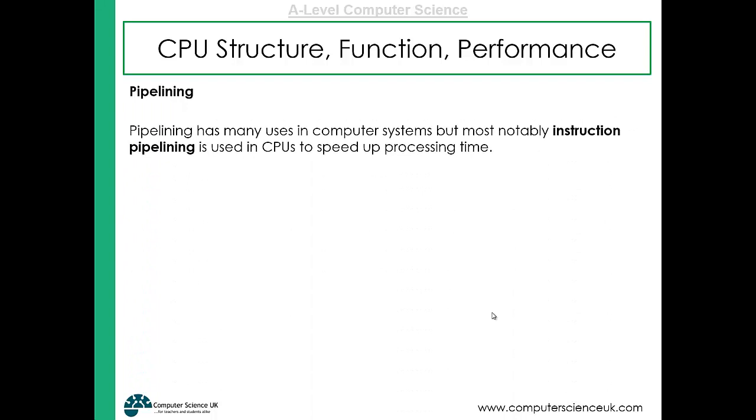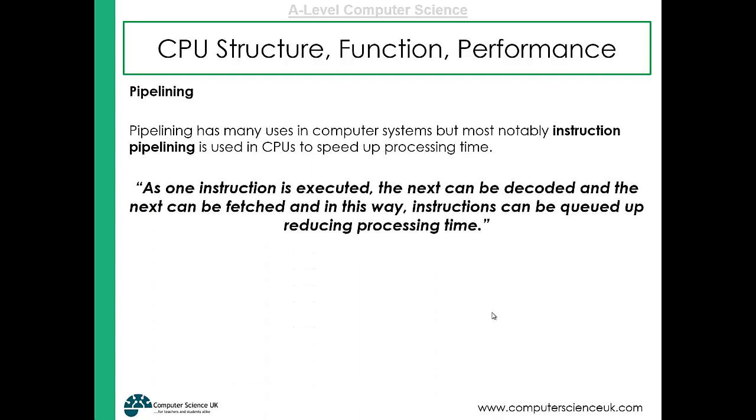So pipelining has many uses in computer systems, but in the CPU, as one instruction is being executed, the next can be decoded and the next can be fetched. And in this way, instructions can be queued up, reducing processing time. So think about those 3 stages. It's fetched an instruction, it's decoded it, it's executed. Whilst it's executing it, it could be decoding another.